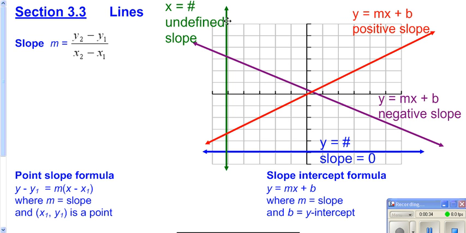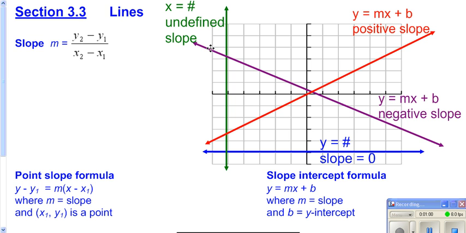Here you'd have a vertical line in green. Vertical lines are always in the form of x equaling some number. Your slope is undefined. Since you're not going left and right at all, the two x coordinates on your line would be the same. When you subtract two things that are the same, you get 0 on the bottom. And if the bottom of a fraction is 0, you can never divide by 0, so that's why your slope is undefined.